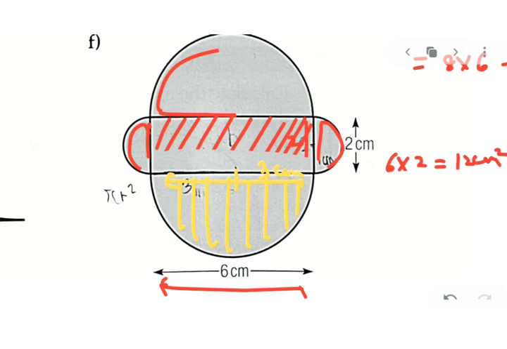For this semicircle, the radius is 3 centimeter and the formula for semicircle area is pi r square upon 2. That will make 22 upon 7 into 3 into 3, and whatever answer you get, you have to divide by 2. And that will be your area of this semicircle, which I have marked as yellow.